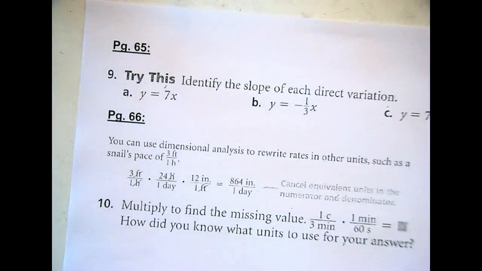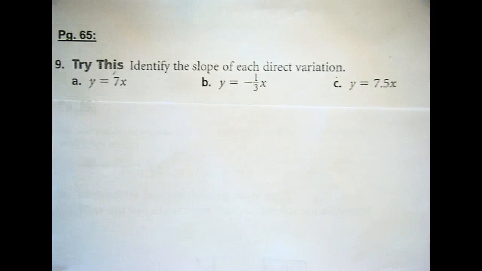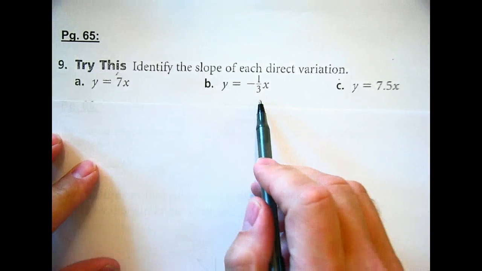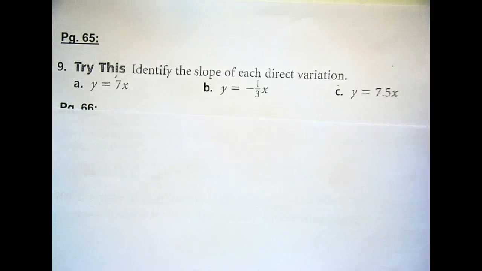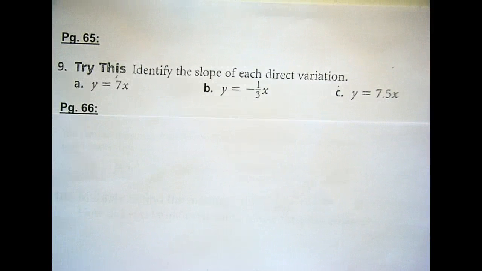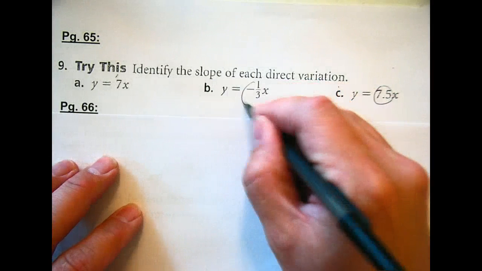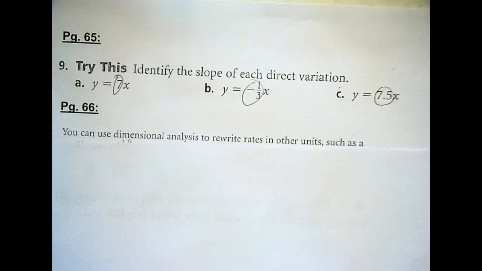All right, let's try number 9. Number 9, identify the slope of each direct variation. If you haven't done these already, go and tell your neighbor. Tiffany, what do you think for letter A? 7. All right. Ethan, letter B. -1/3. All right. And letter C, Kaylin? 7.5. Well done. The slope, remember, is just your constant. Please do not include the value x in there.